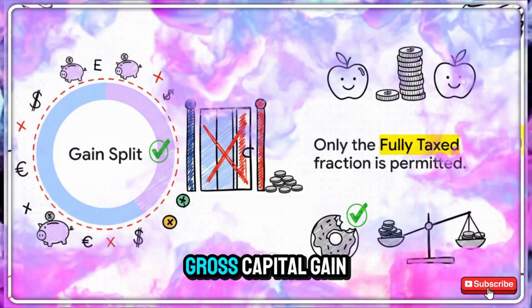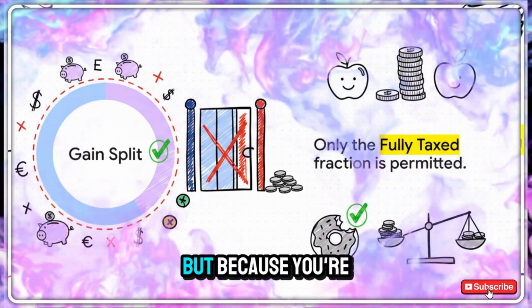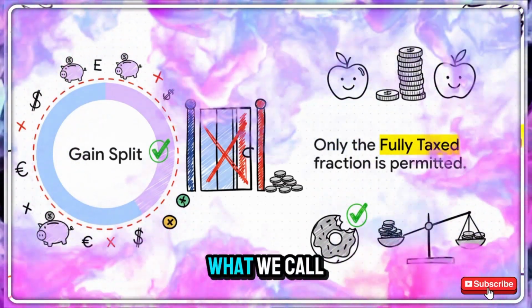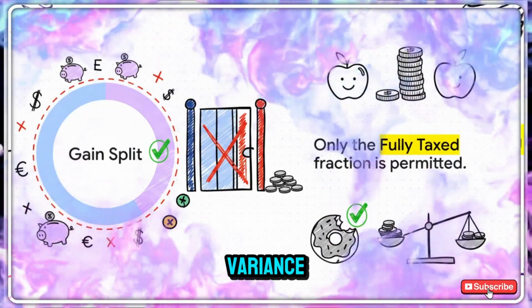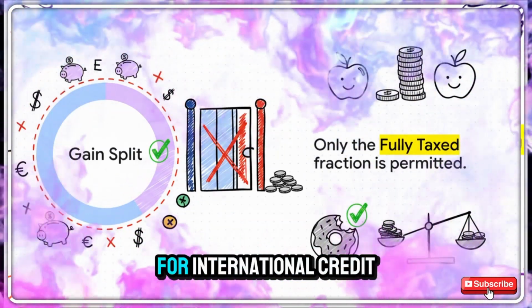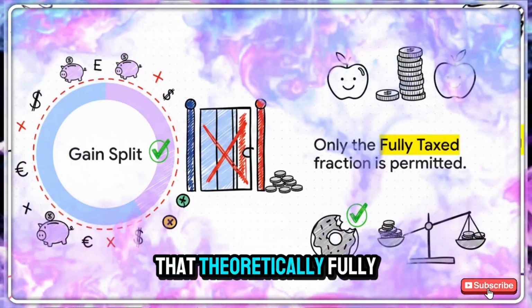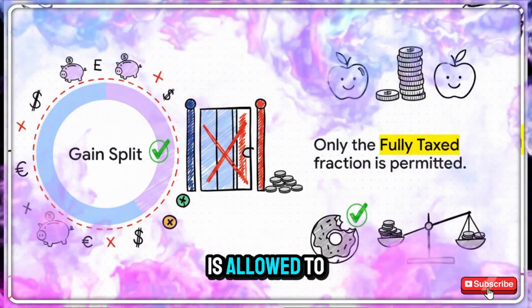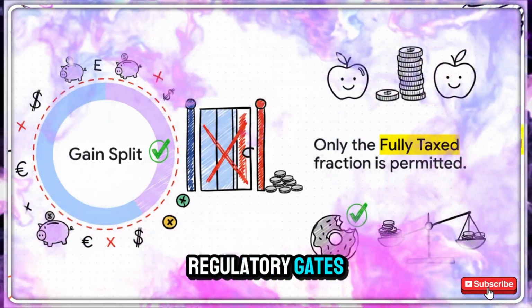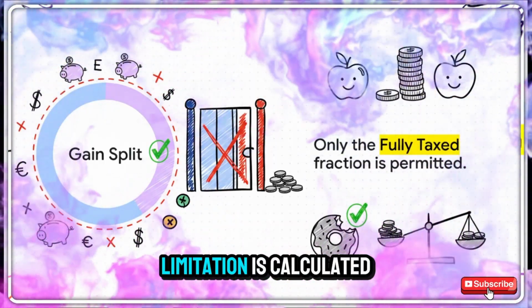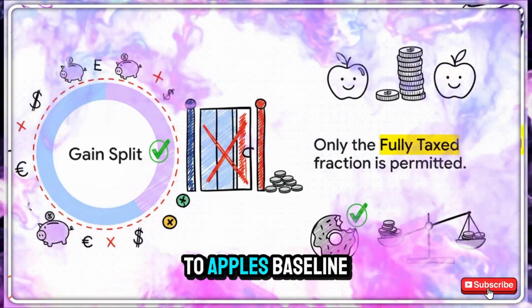Imagine your total gross capital gain is a whole pie, but because you're getting a preferential tax rate, a huge slice of that pie, what we call the excluded preferential variance, has to be completely stripped away for international credit purposes. Only the remaining slice, that theoretically fully taxed fraction, is allowed to pass through the regulatory gates. It's an ingenious way to guarantee that the foreign tax credit limitation is calculated using an apples-to-apples baseline of income weight.